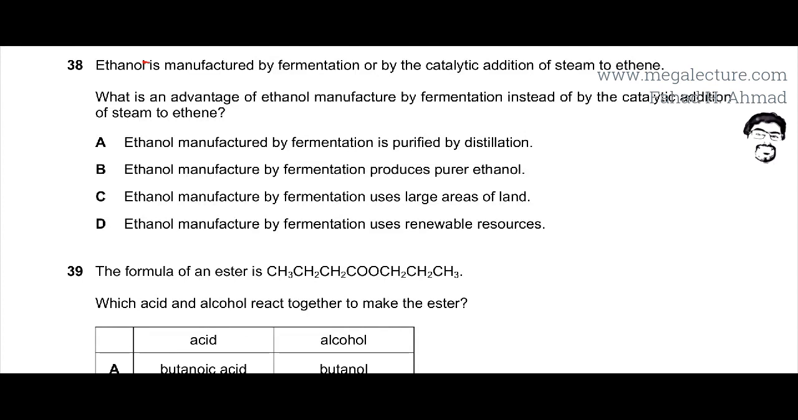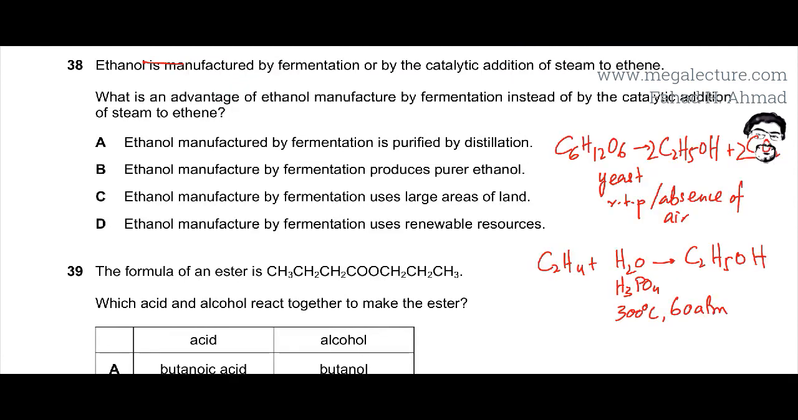The following question reads that ethanol is manufactured by fermentation or by the catalytic addition of steam to ethene. What is the advantage of ethanol manufactured by fermentation instead of by the catalytic addition of steam to ethene? So, I've listed the two methods for the formation of ethanol. The first one is from glucose fermentation. You use yeast. It's a slow process, but it happens at room temperature. No special conditions are required except for absence of air. But it also has a very low yield, because as soon as ethanol is produced, the yeast gets killed by the ethanol, and the reaction stops. So a very small quantity of ethanol is produced in this way.